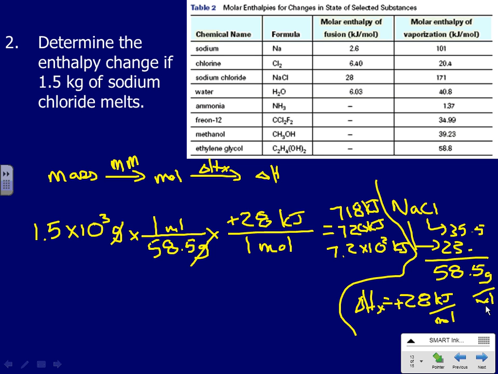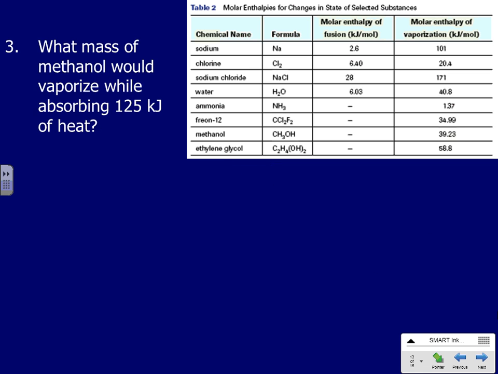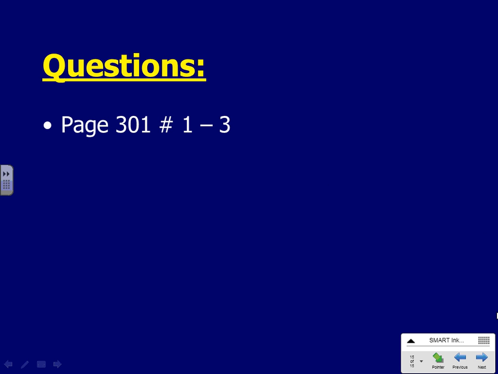Okay? I'm not going to do the last example just for the sake of speed. There are 3 little questions that you can do just on that molar enthalpy equation.